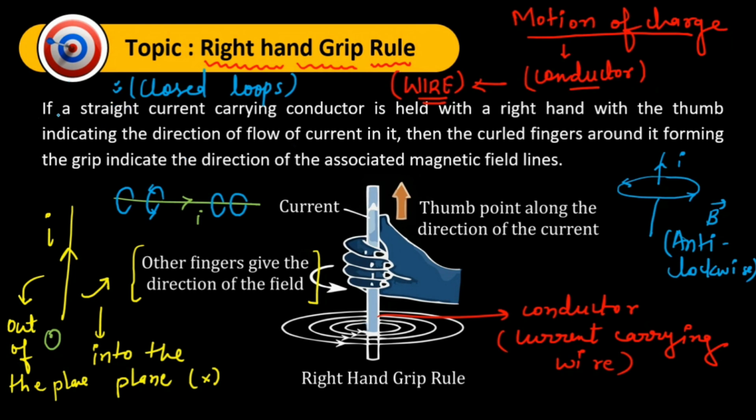So what does this rule say? If a current carrying conductor is held in the right hand, again that is important, the direction can only be found when you are holding the current carrying conductor in the right hand. If you put it in the left hand, then the direction will be wrong. Hold it with the right hand with the thumb indicating the direction of flow of current. Then the curled fingers around it, forming the grip, indicate the direction of the associated magnetic field lines. This is how the direction of field lines is generally given, and we will talk about this in detail.